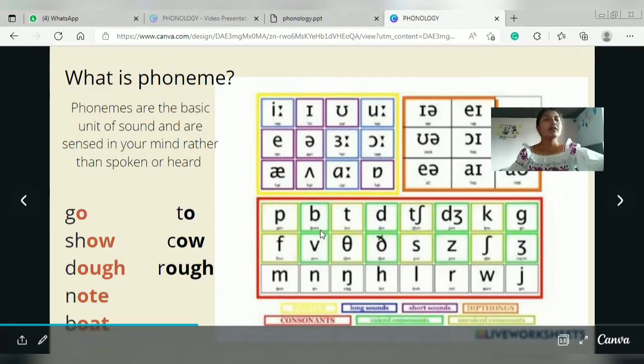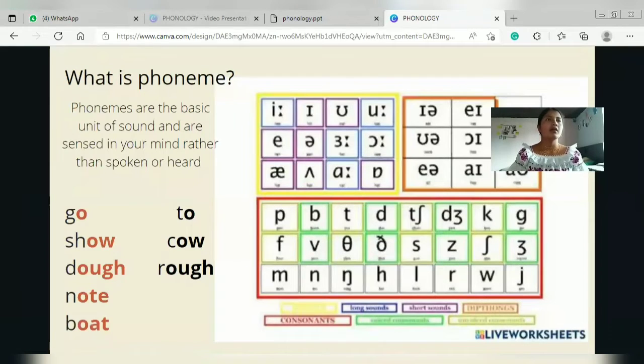In the consonant phonemes, we also have two divisions. These are voiced and unvoiced. And what is the meaning of voiced? Voiced is when we have vibration in our vocal cords, like b, b. And unvoiced is when we don't have this vibration in our vocal cords.